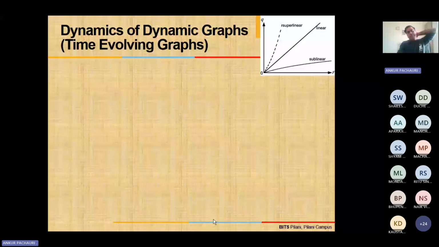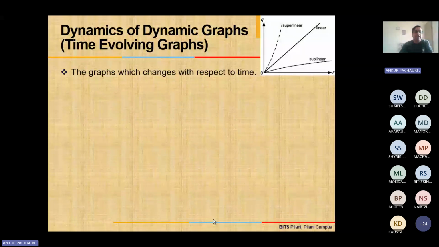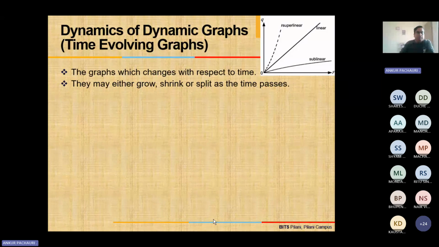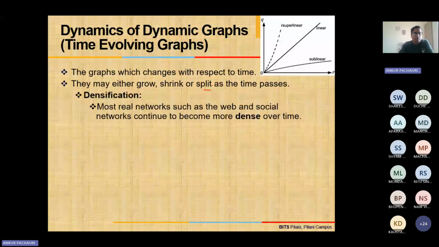So there are some dynamics related to the dynamic graph, meaning the graph that changes with respect to time. They may grow, shrink or split as time passes. Clear cut? So densification means most real world networks such as web and social networks continue to become denser over time.